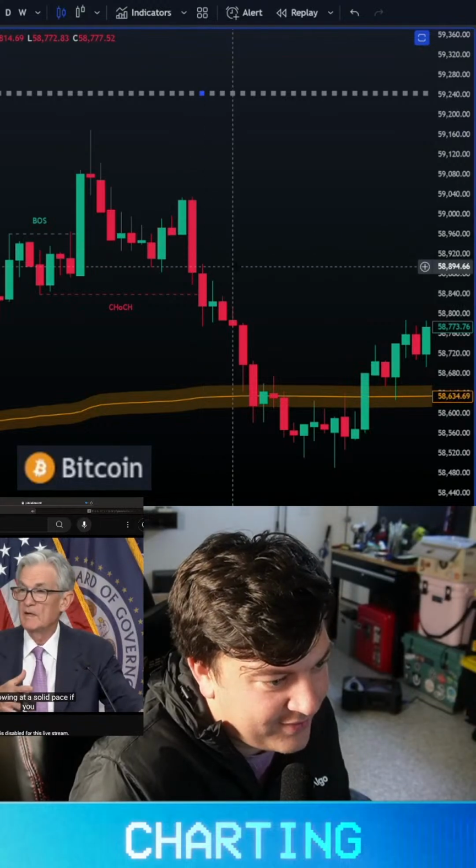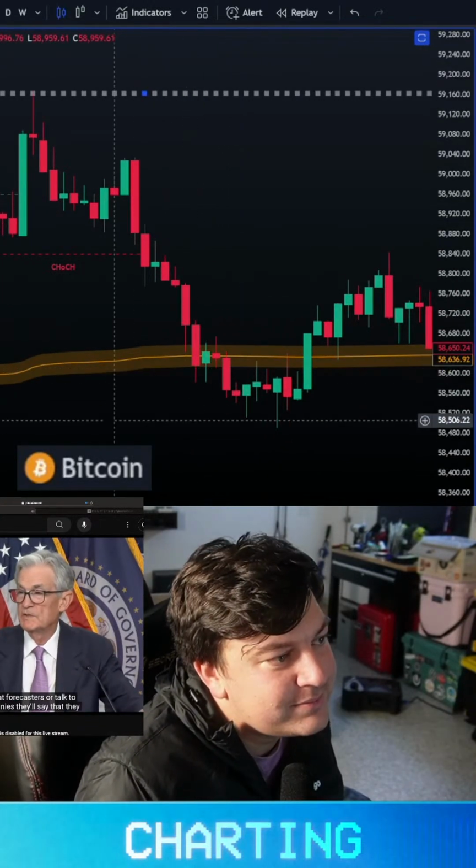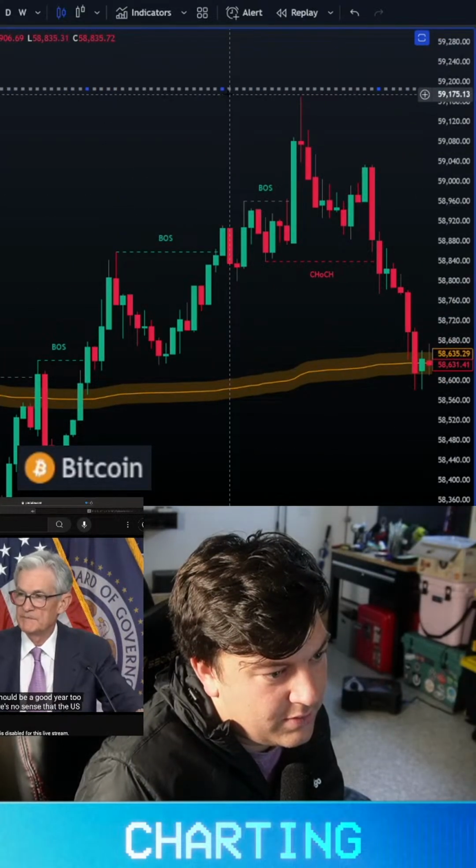If you look at forecasters or talk to companies, they'll say that they think 2025 should be a good year too. There's no sense that the U.S. economy is not fine.